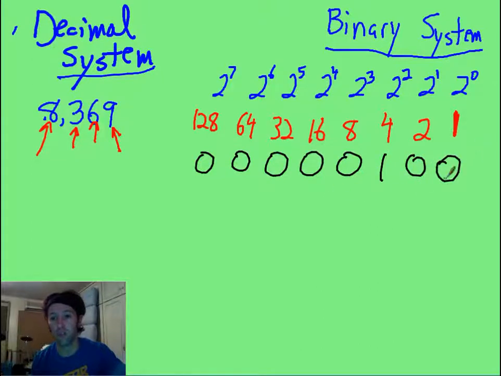So let's say that you have a binary number that is 0, 0, 0, 0, 0, 1, 0, 0. That means you have 0 ones, 0 twos, but you have a 4. So in decimal, you would say that is the number 4.